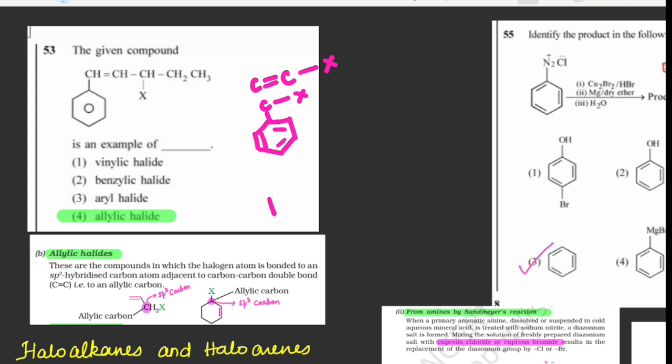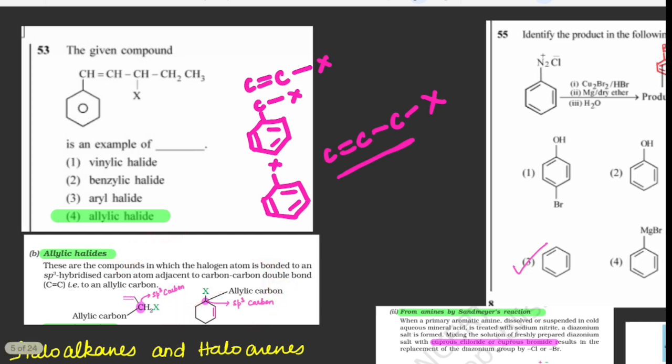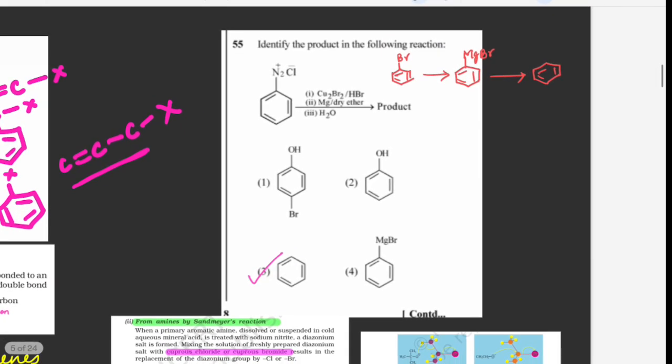Aryl halide is a benzene ring, and to the benzene ring the halogen is attached directly. So this is aryl halide. Allylic halide has a carbon-carbon double bond, to this one more carbon is attached, and halogen is attached to this carbon. So this is called allylic halide. So here the correct option is allylic halide, and in the textbook also it is given about allylic halide. You can see. Second question is: identify the product in the following reaction.